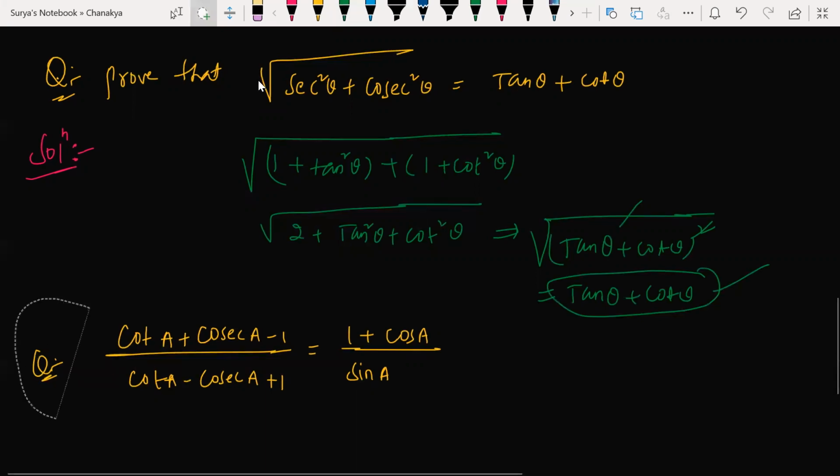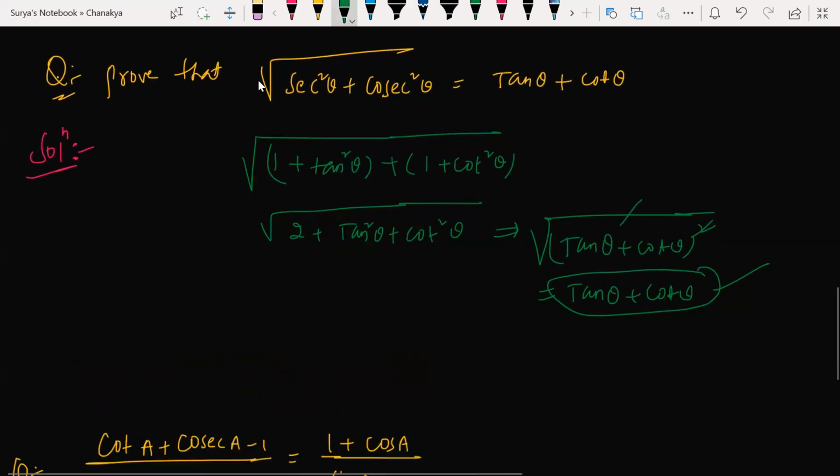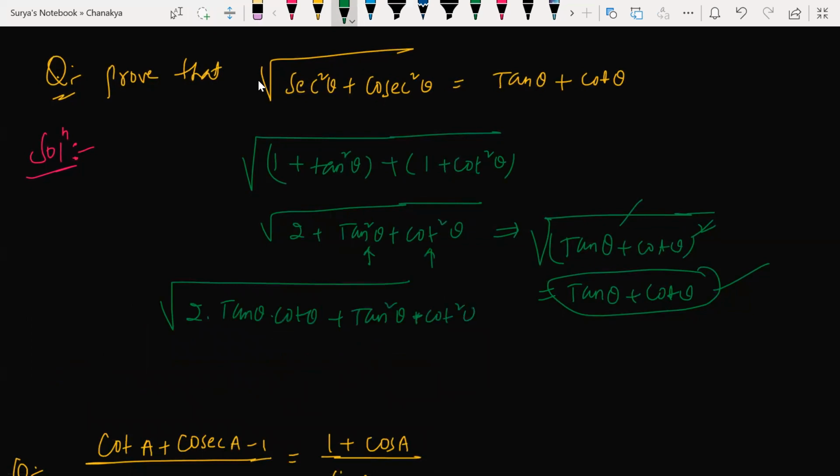Very simple, I'll tell you how I wrote that. Look at this here. If you agree with my point, this is a square, this plus b square plus 2ab, that is 2 tan theta into cot theta. This will get cancelled, because they are reciprocal to each other. Is it clear, guys? Yes, sir. Tan square theta plus cot square theta, plus 2 times tan theta into cot theta. Is it clear? Yes.